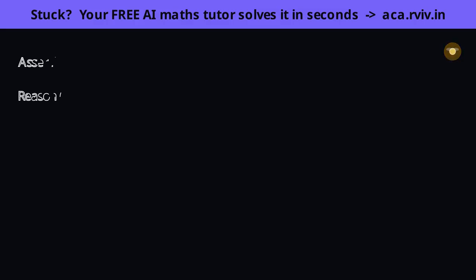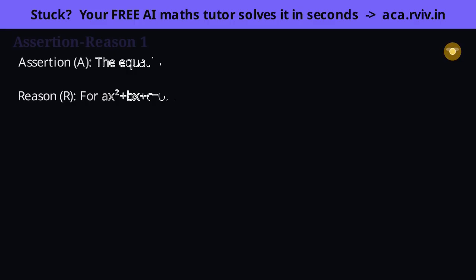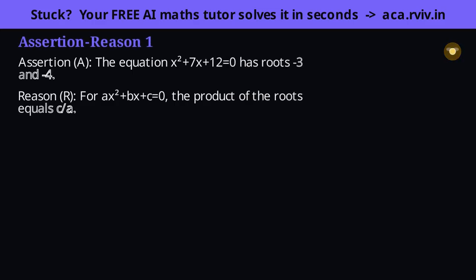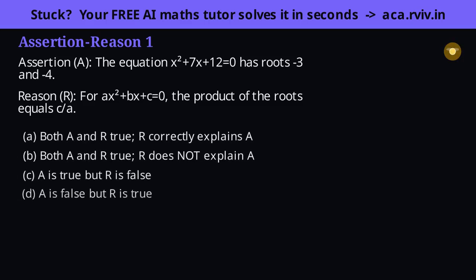Assertion reason needs three separate judgments. Is the assertion true on its own? Is the reason true on its own? And crucially, does the reason actually explain the assertion? Test each independently before deciding which option is correct.